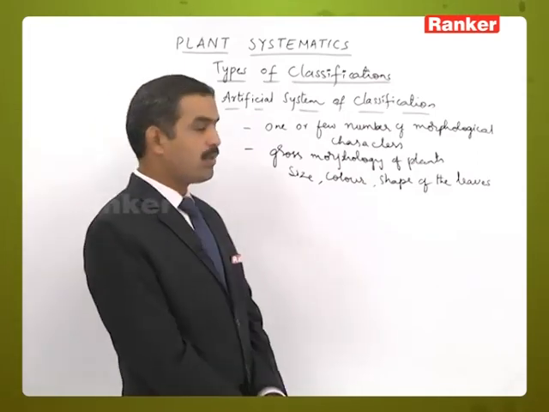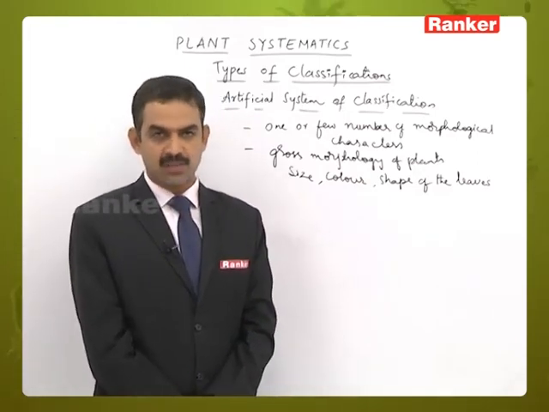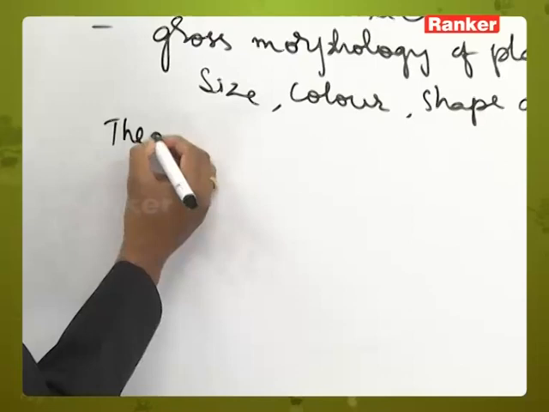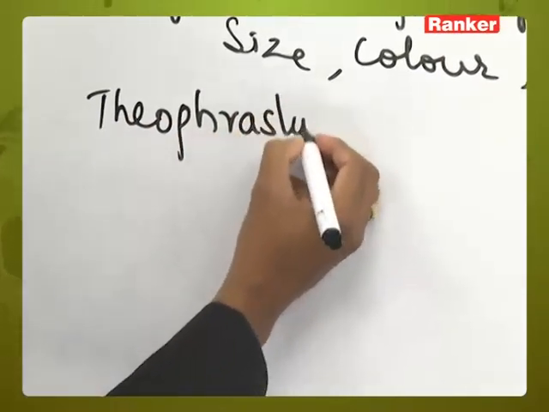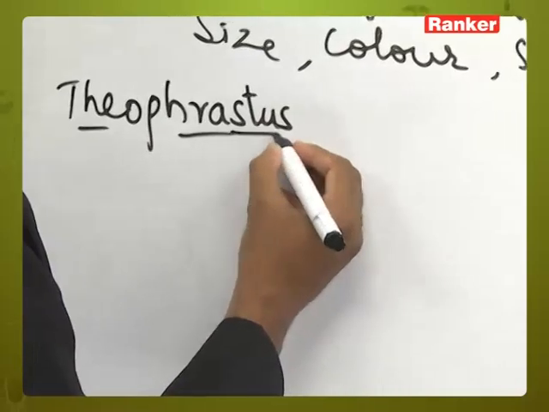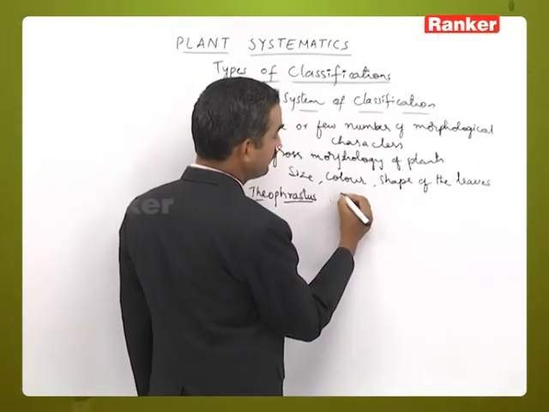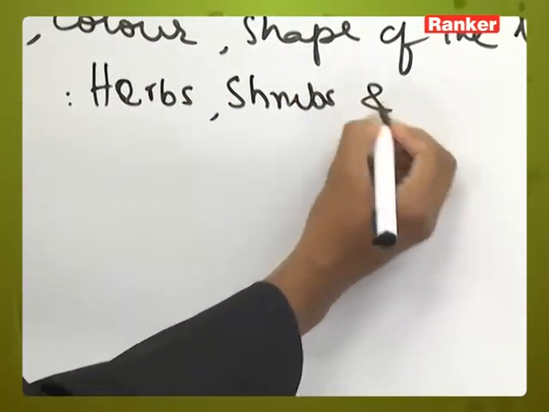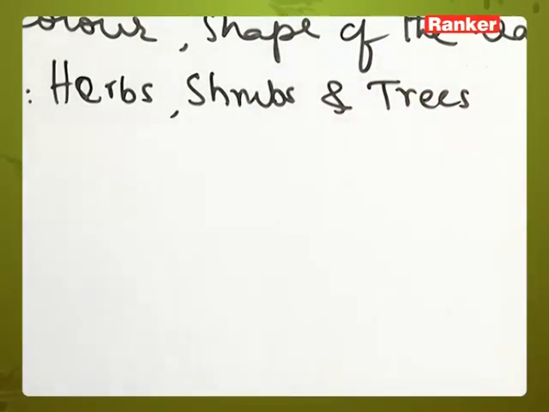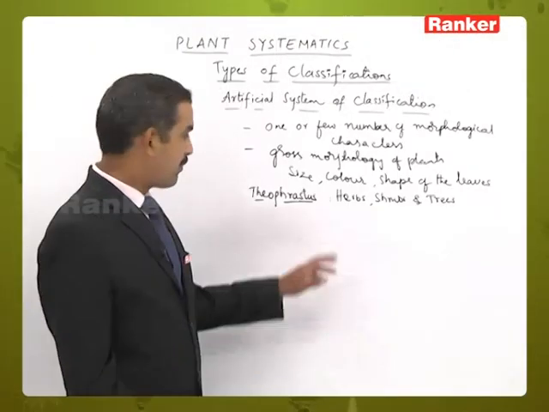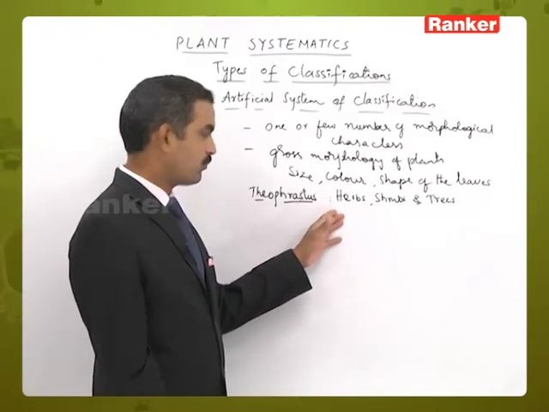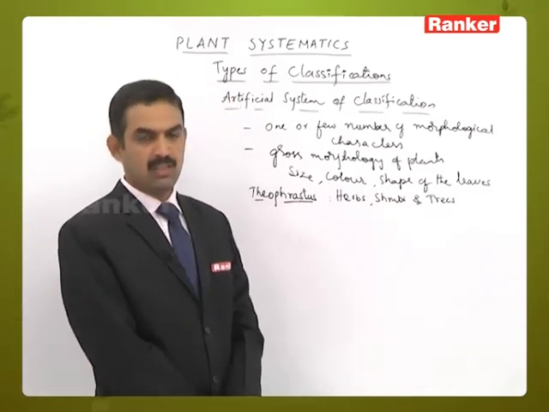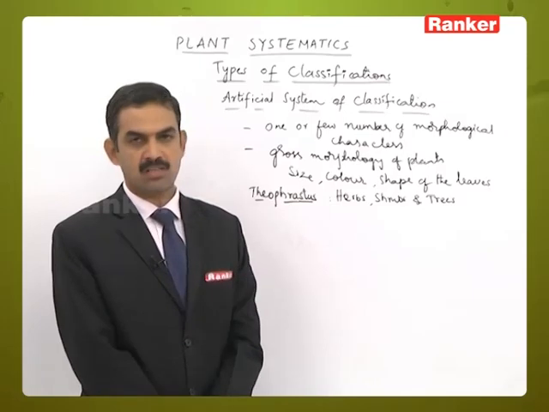So let us take some examples of classification given by various scientists. Starting with one, Theophrastus. He classified the plants into herbs, shrubs and trees. In this classification, all herbs are part of one group, all shrubs are part of one group and all trees are part of one group. So this is one classification that was given by the scientist Theophrastus.